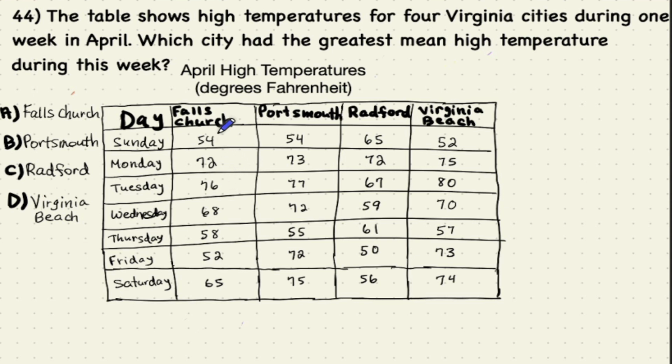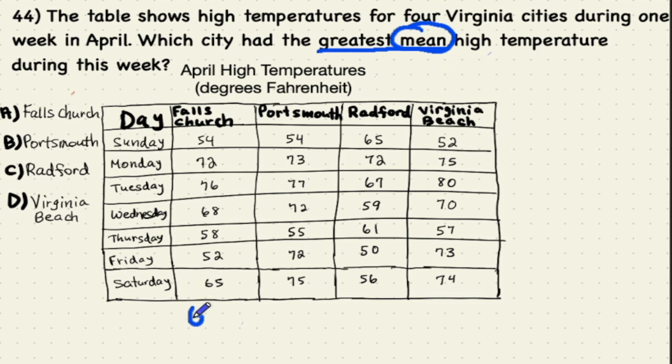All right, and so in order to find the greatest mean, we have to add all of the temperatures up and divide them by 7, okay? So notice we have the greatest mean temperature. So that's what we're looking for. Which city had the greatest mean high temperature, okay? So let's go ahead and add these values up. So starting with Falls Church. Well, here we're just going to add up the temperatures, divide by 7, and then we're going to round to the nearest tenth to get somewhat of an accurate representation.